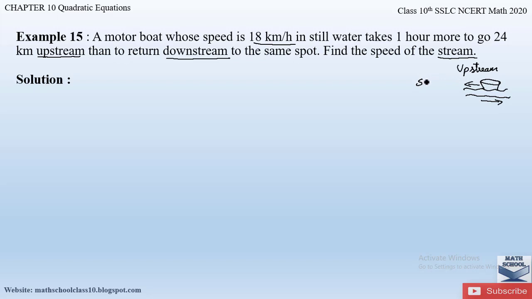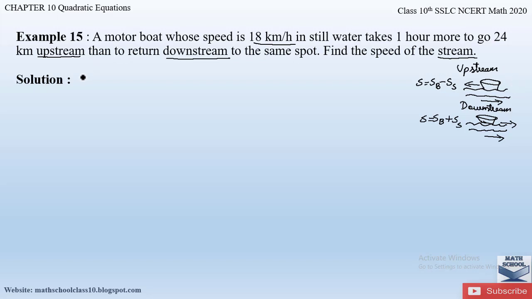Therefore, the speed in this case is calculated by taking the difference of the speed of the motorboat and the speed of the stream. And in case of downstream, the water and the motorboat will be moving in the same direction. Therefore, the speed is added in this case. The speed of the boat plus the speed of the stream will give you the total speed. So this is the difference between upstream and downstream.